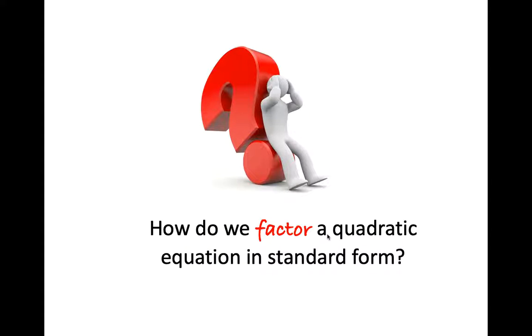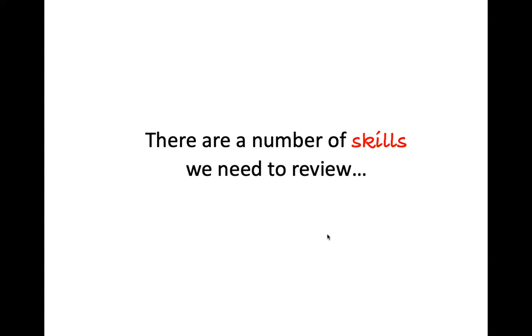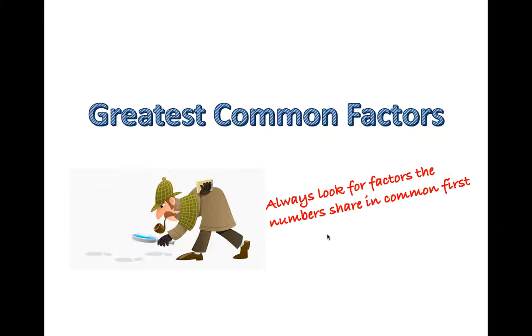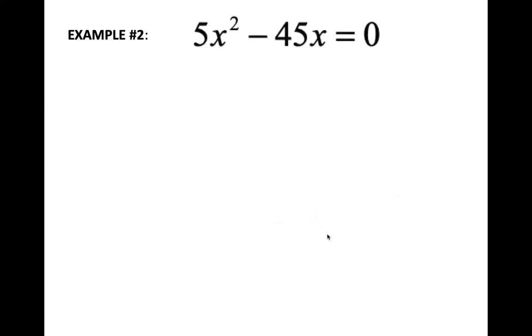So how do we factor a quadratic equation in standard form? There are a number of skills we need to review, and the first one we're going to look at is something called the greatest common factor. Being able to look at a quadratic equation and sort out whether or not it has a common factor, and then pulling that out of the equation. So let's take a look at it.